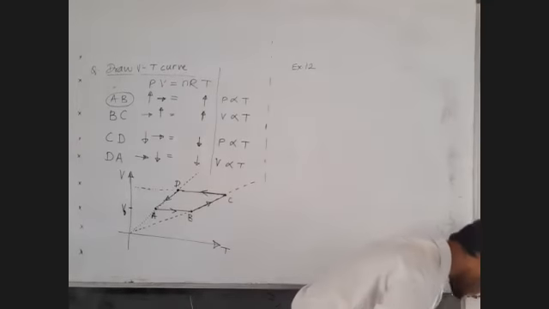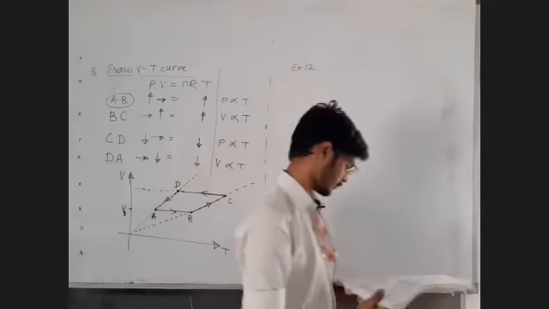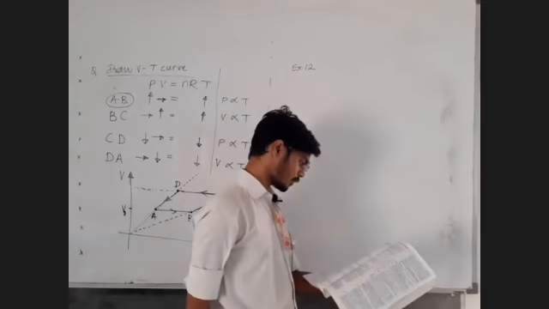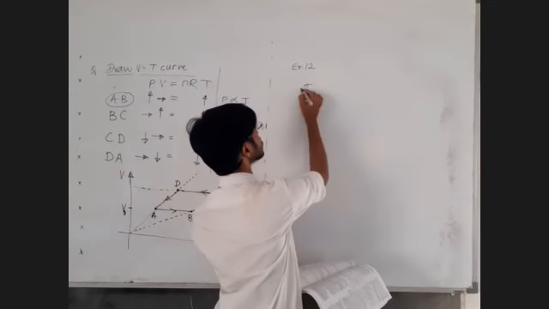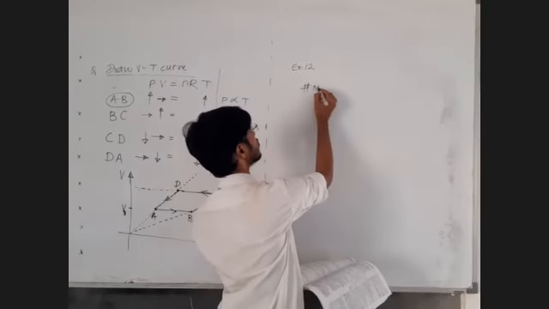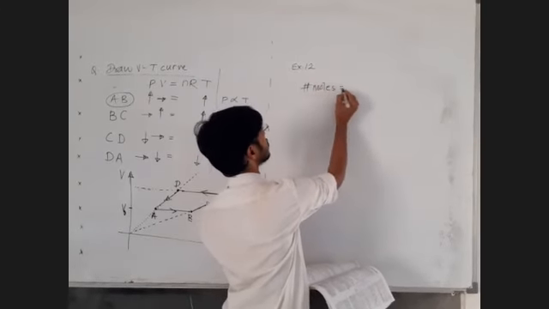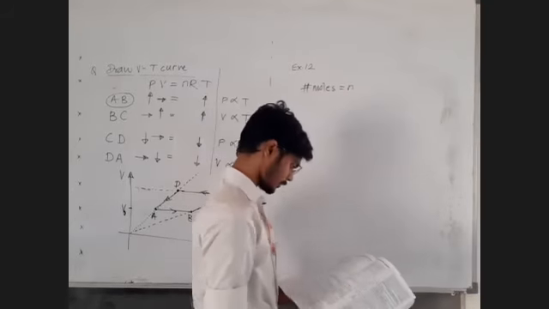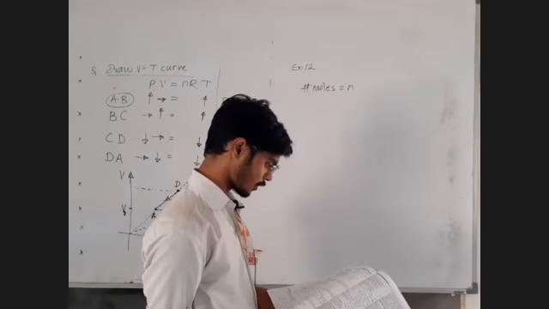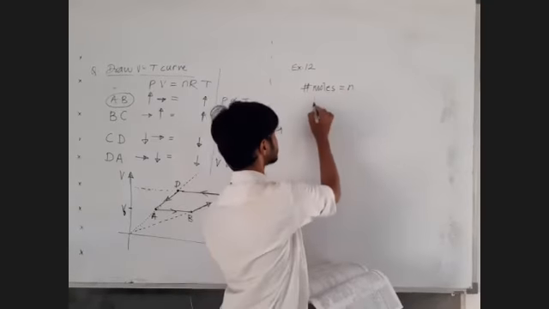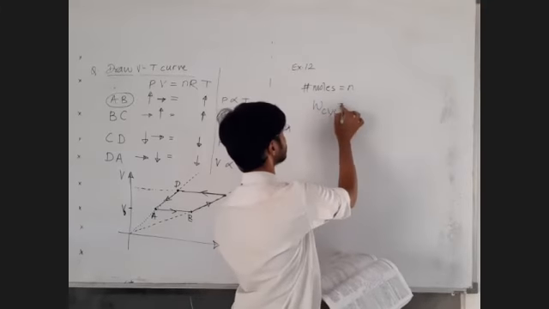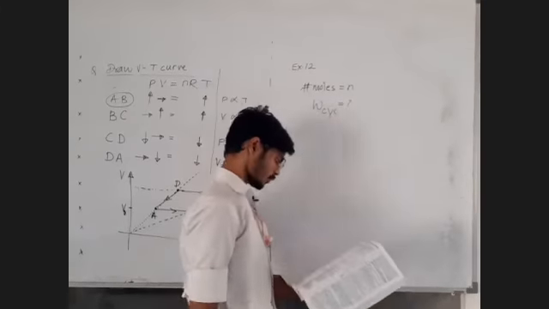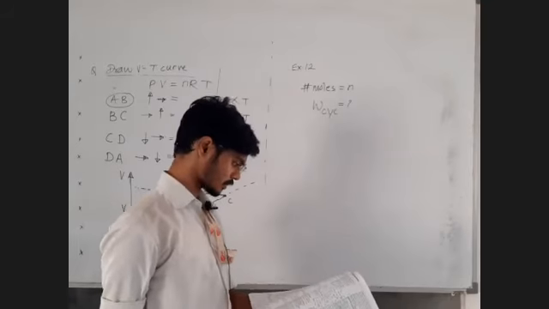Example number 12 says: the temperature volume curve of a cyclic process is shown below. The number of moles of the gas is small n. Find the total work done during the cycle, during the cyclic process.